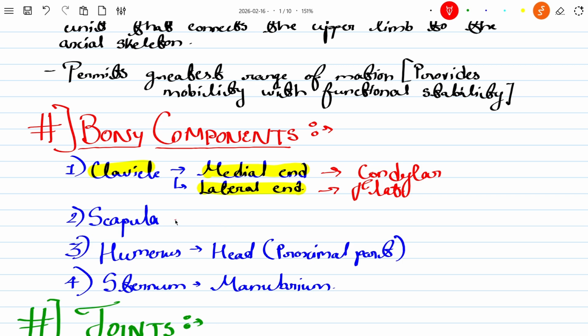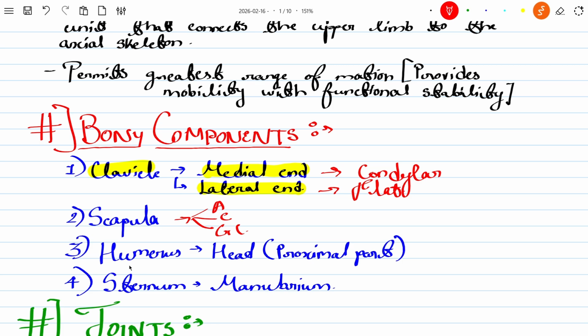Coming to the scapula, in the shoulder girdle, if we talk specifically, three processes contribute. First is the spinous process, which creates your acromion process. Then you have the coracoid process and your glenoid cavity.